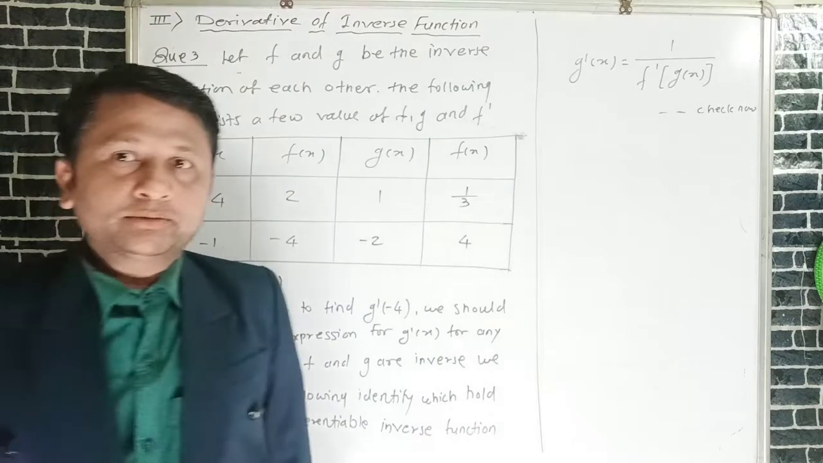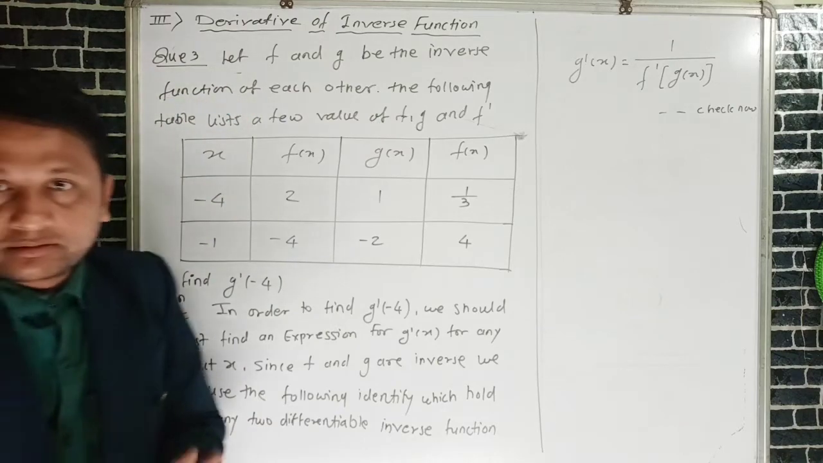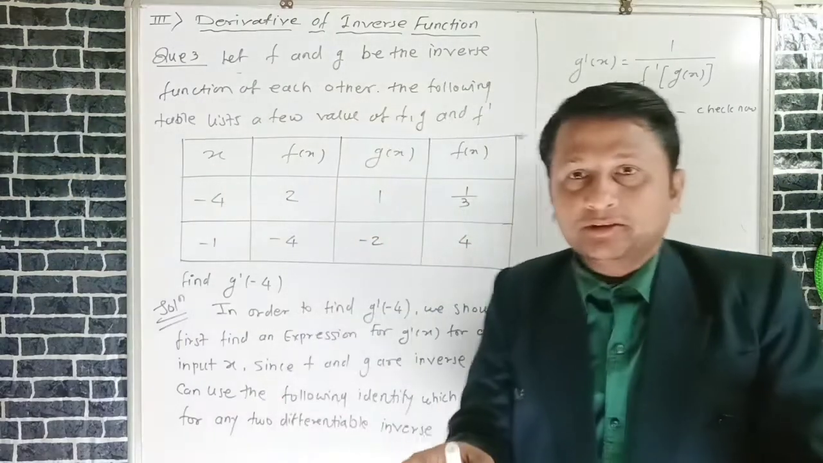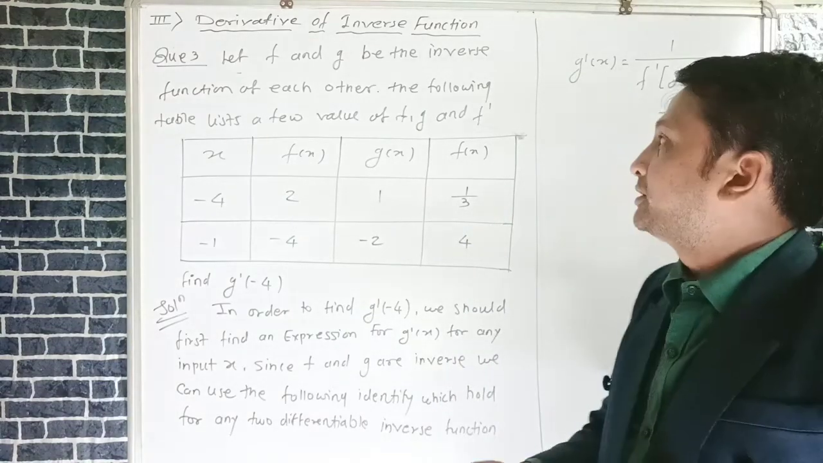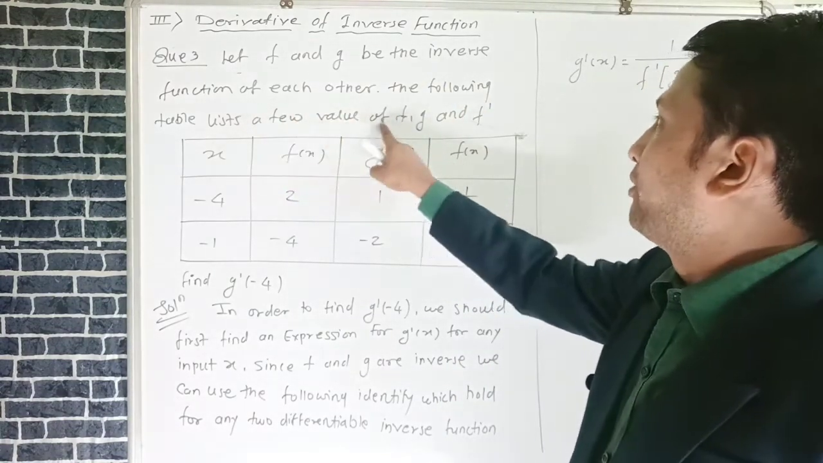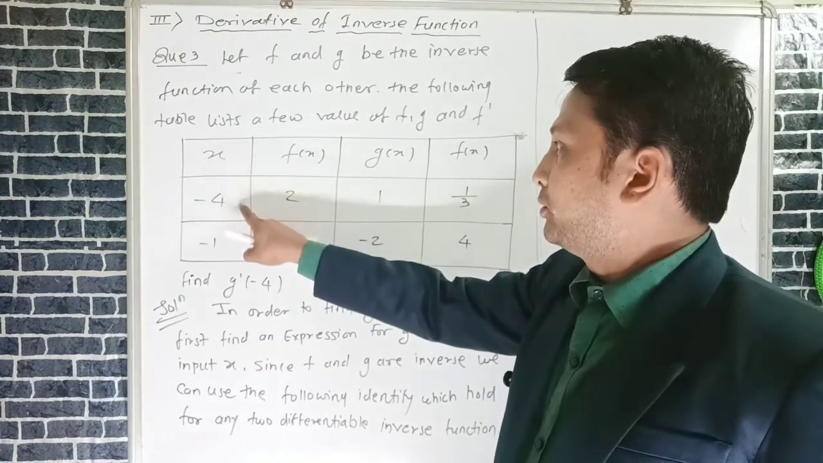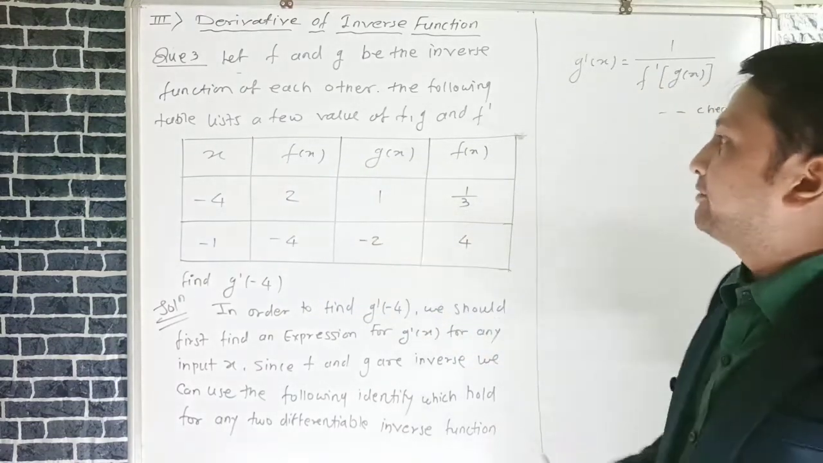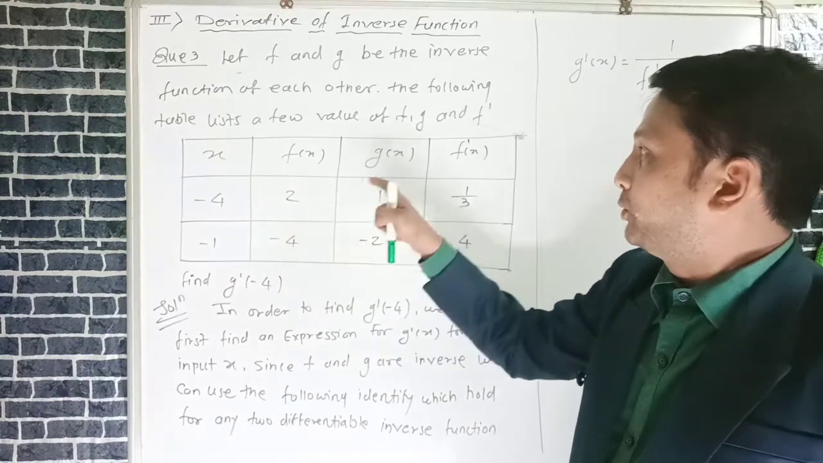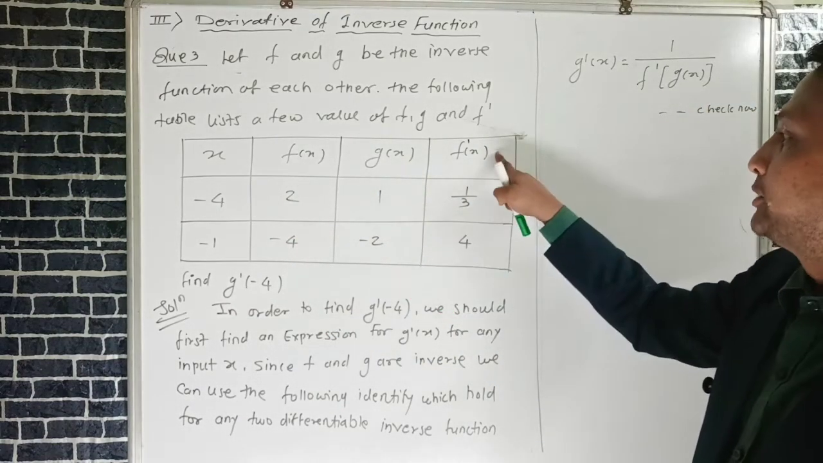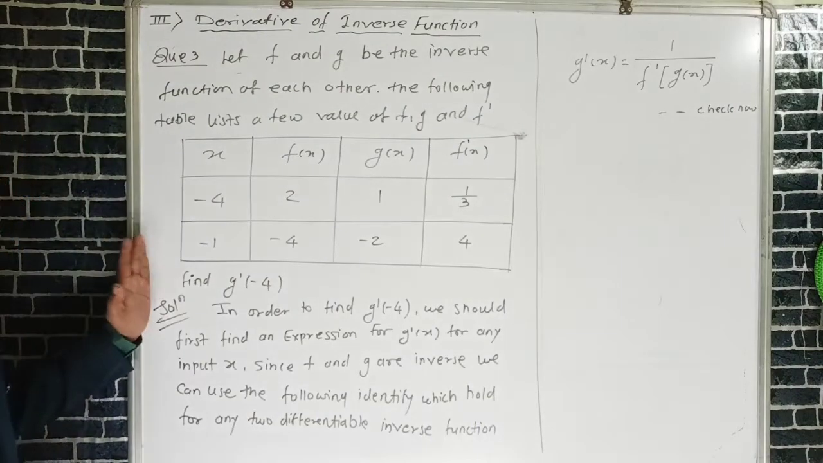After that, next is question number 3. Let f and g be inverse functions of each other. F and g are two functions, and these two functions are inverses of each other. The following table lists a few values of f, g and f dash. When x is minus 4, f of x is 2, g of x is 1, and f dash of x is 1 by 3. If x is minus 1, then f of x is minus 4, g of x is minus 2, and f dash of x is 4. By using these, we have to find the value of g dash of minus 4.